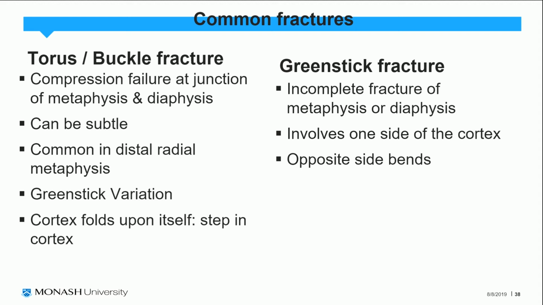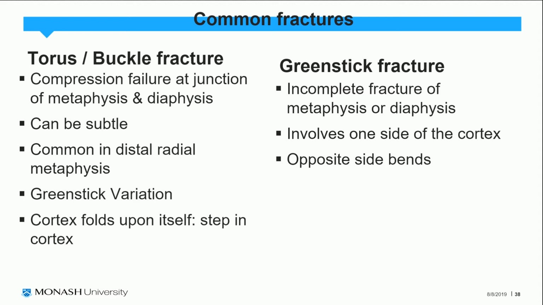So torus or buckle fractures are a result of compression failure at the junction of the metaphysis and the diaphysis. They can be very subtle, and are very common in the distal radial metaphysis. The cortex folds upon itself, so what you need to look for is just a bulge, or it looks like a step in the cortex, but no break in the cortex.